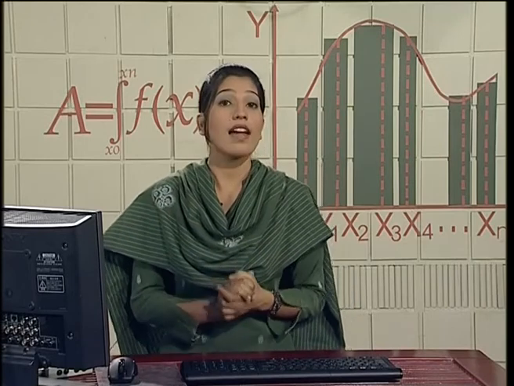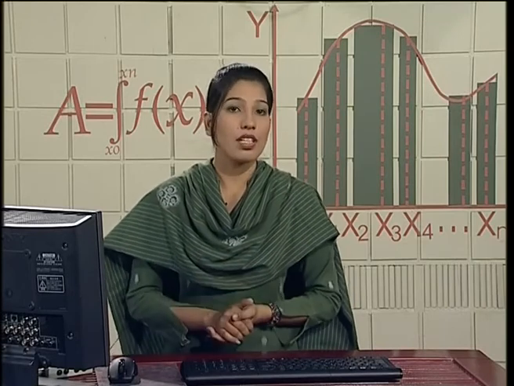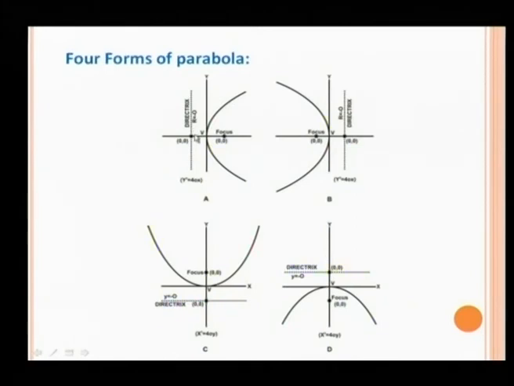Parabola can be of different types. You can see 4 standard types of parabola on the screen. The first form of parabola is when the directrix is negative and on the left hand side, and the curve or the parabola lies in the first and fourth quadrant.